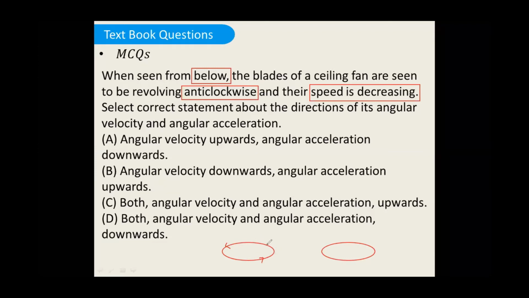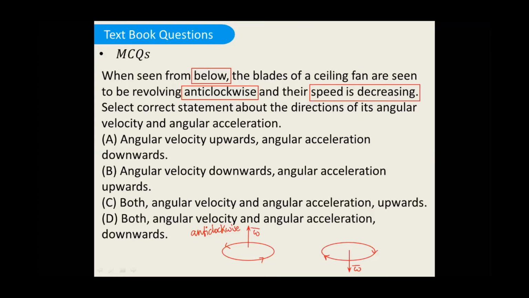Since the particle is moving in the anti-clockwise direction, according to the right hand thumb rule, omega is positive and upward. This is the direction of omega bar. And since this is the clockwise direction of circular motion, according to the right hand thumb rule, omega will be in the downward direction. Omega is negative, and this is the direction of omega bar.